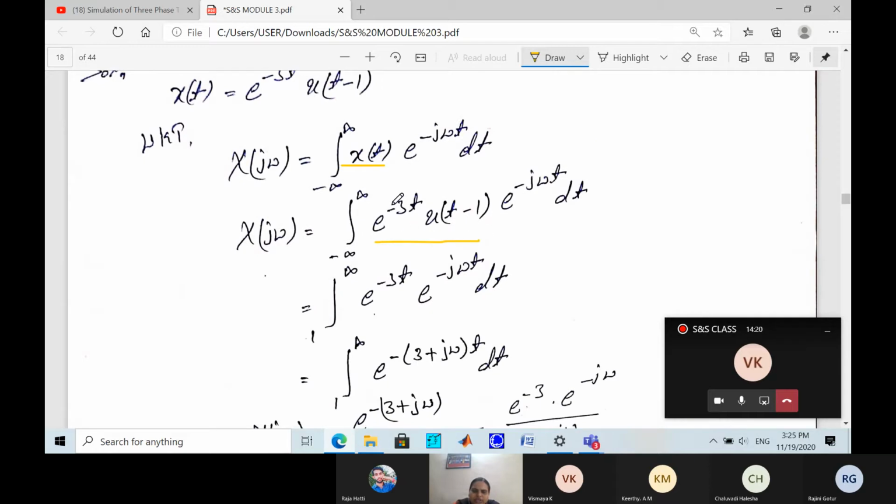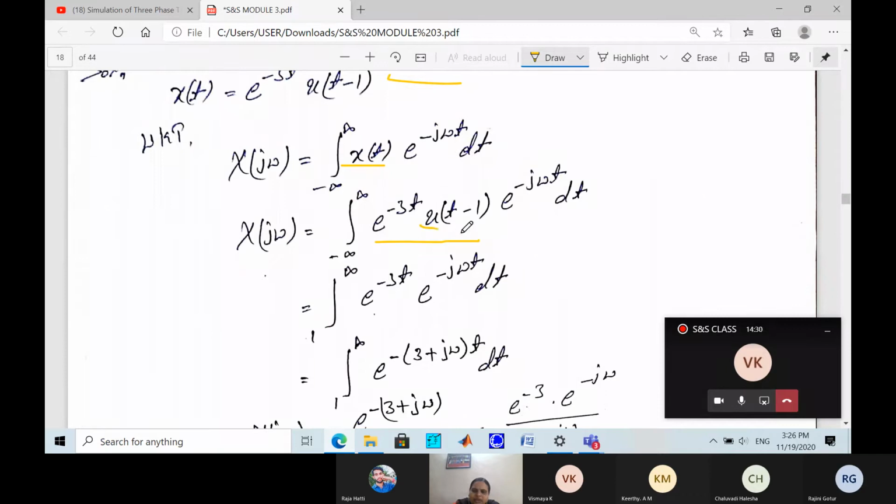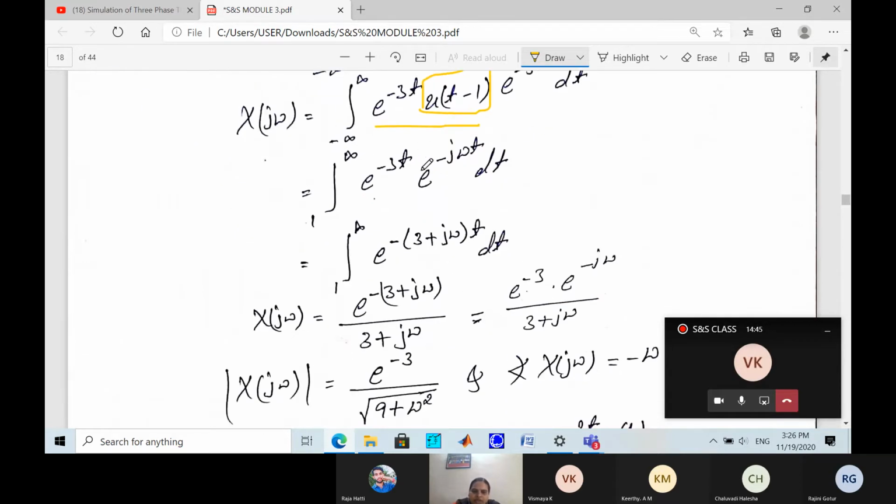Then you will be getting e raised to minus 3t u of t minus 1, here it is given e raised to minus j omega t dt. Then the limit depends on the u function. So what is the limit? It will be changing from 1 to infinity, of e raised to minus 3t into e raised to minus j omega t. Then add the powers in terms of exponential. So I'll be getting e raised to minus 3 plus j omega into t dt.